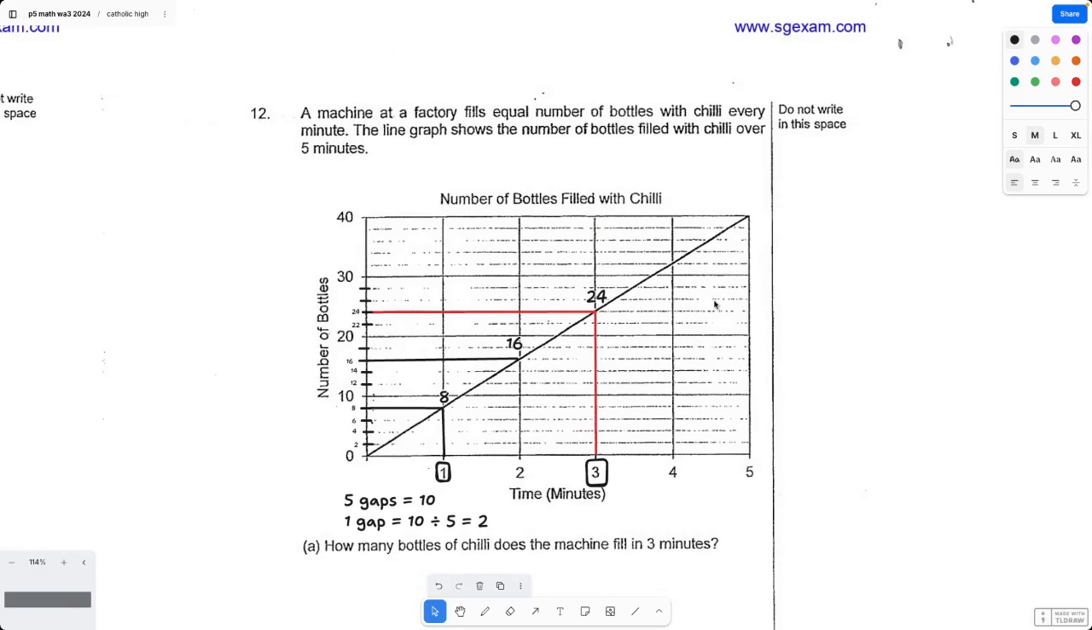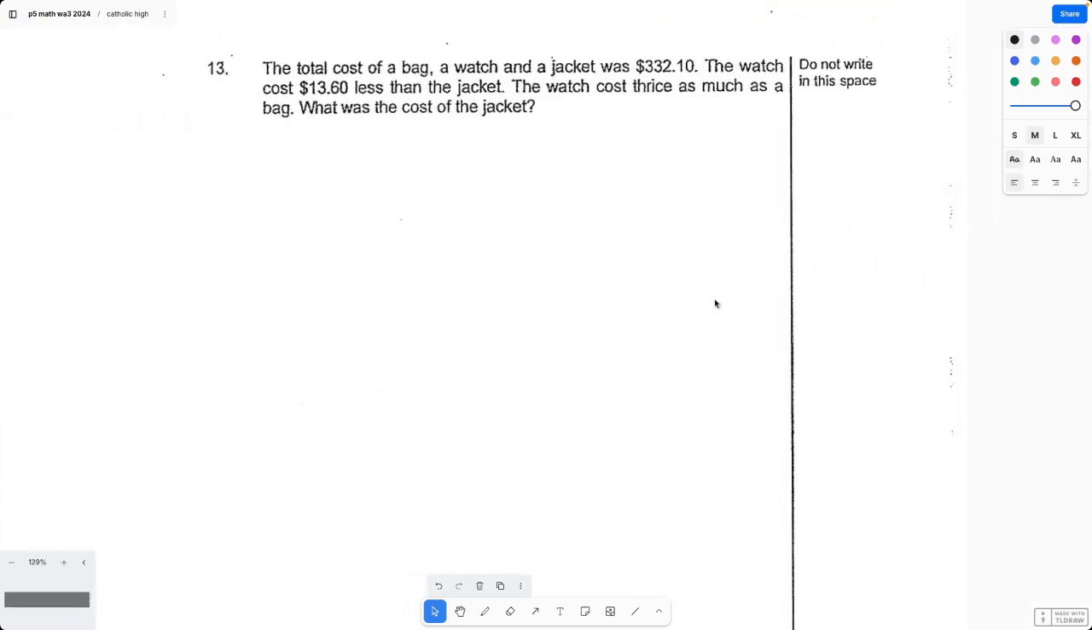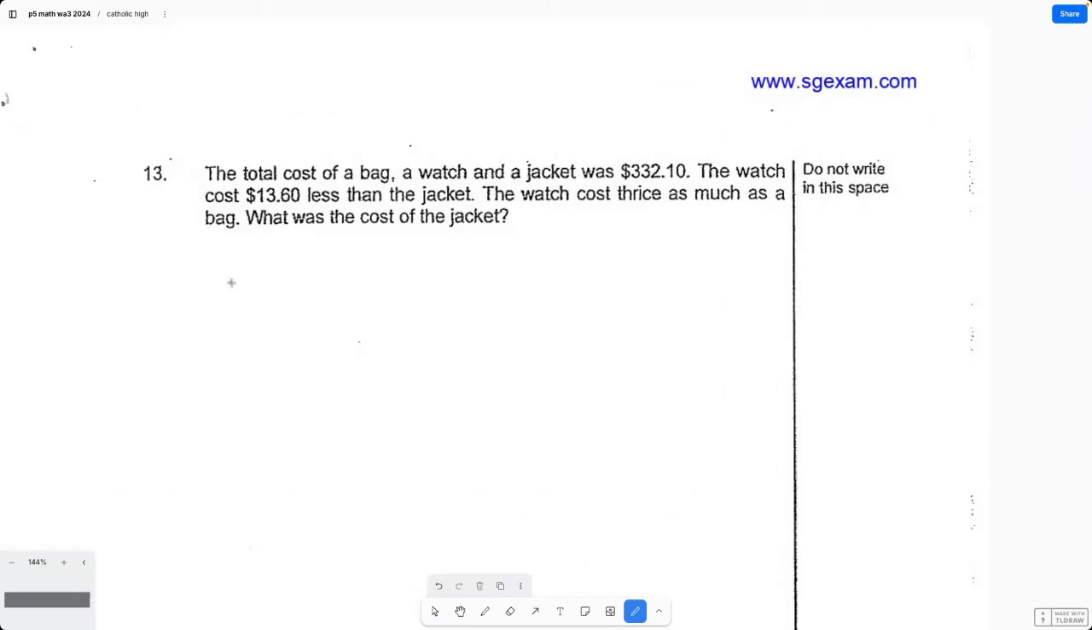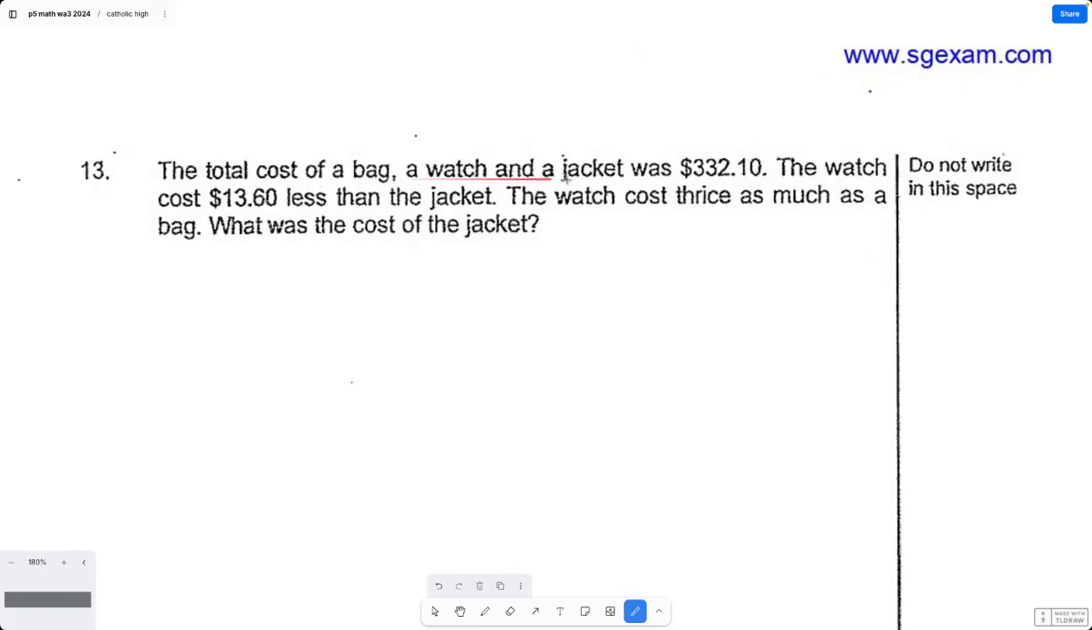All right. Okay, let's move on to the last question. All right, question 13. It says here the total cost of a bag and a watch and a jacket is $332. The watch costs $13.60 less than the jacket, and the watch costs thrice or 3 times as much as the bag. What's the cost of the jacket?